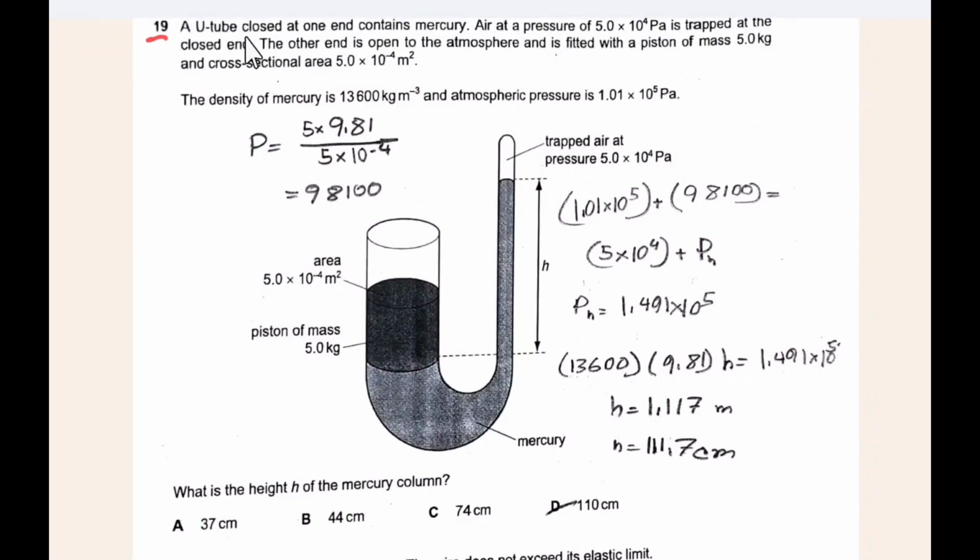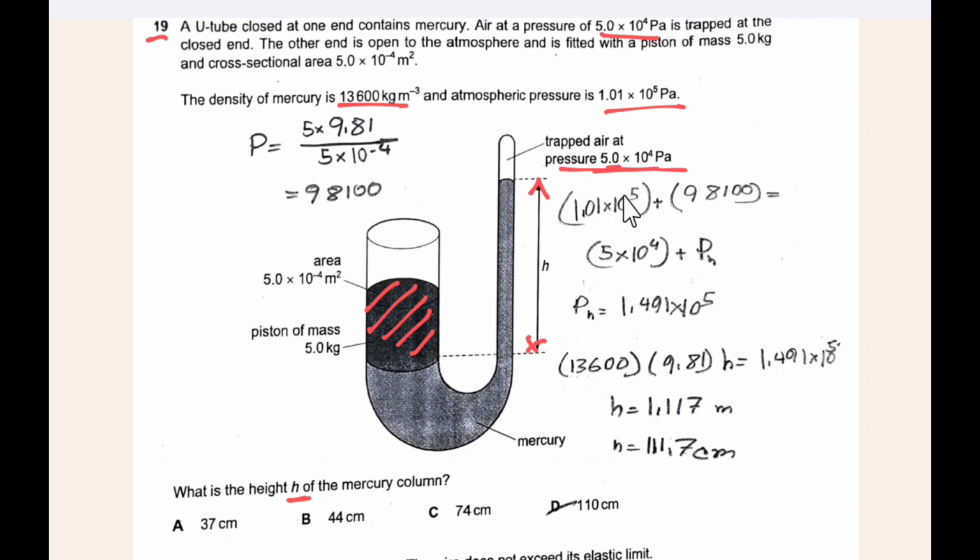Question number 19. A U-tube closed at one end contains mercury. Air at a pressure of 5 into 10 to the power 4 Pascal is trapped at the closed end. The other end is open to the atmosphere and is fitted with a piston of mass 5 kg and cross-sectional area 5 into 10 to the power negative 4. So this piston has a mass and a cross-sectional area, which means it must exert some pressure. The density of mercury is given and the atmospheric pressure is given. So what is the height h of the mercury column? We need to find this value of h.